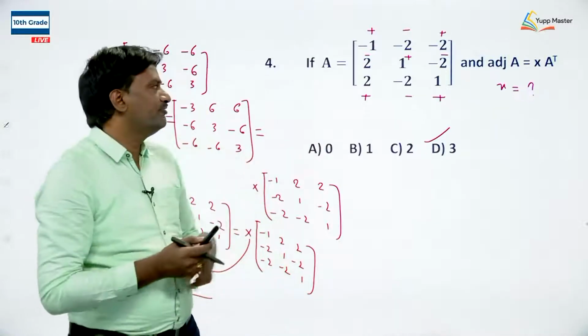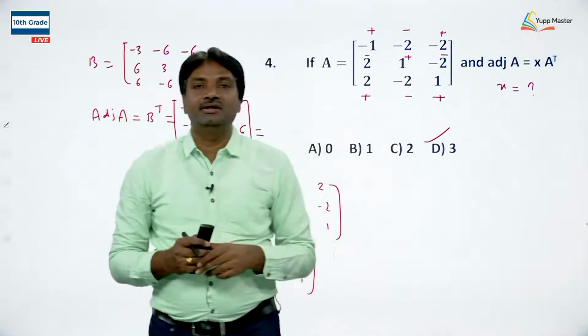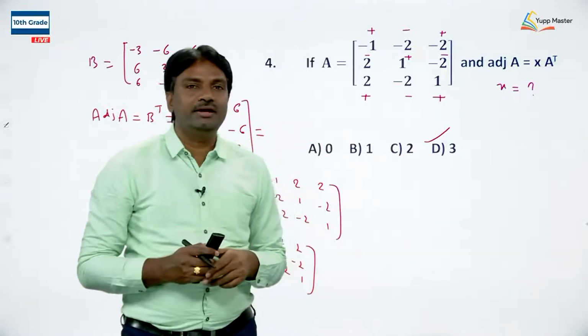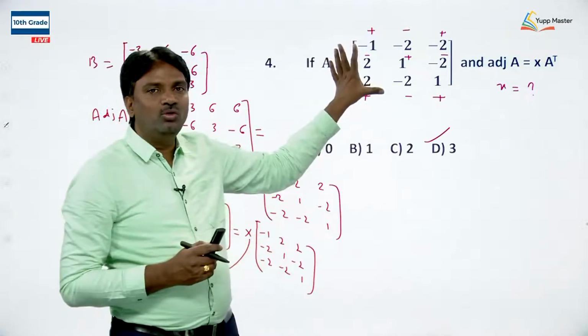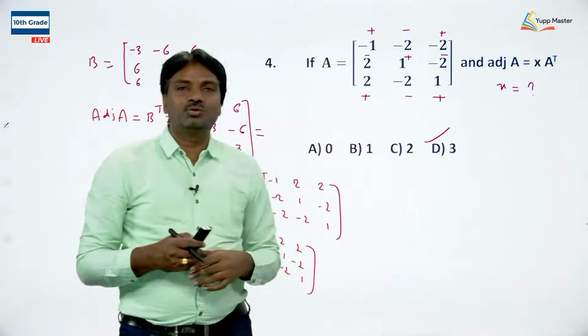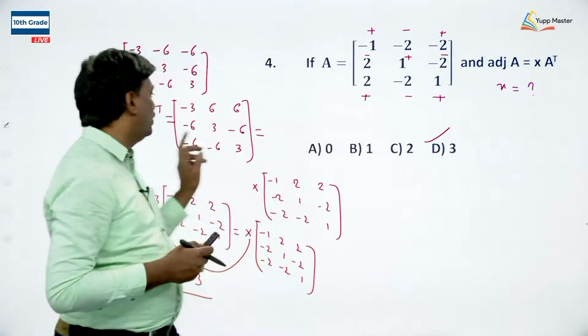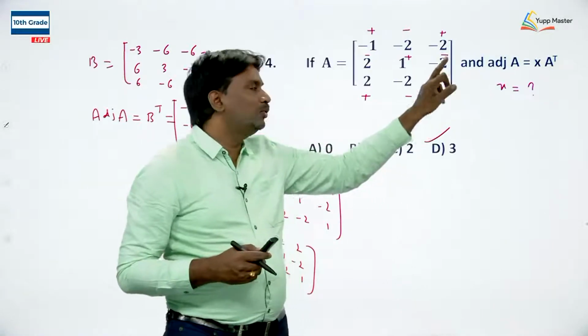So, with respect to the given problem, we have the matrix A and we have the condition adjoint A equal to x into A transpose, find the value of x. So, first find the cofactor matrix of A. If we suppose that is B, by interchanging the rows and columns of the matrix B, we got adjoint A. So equate adjoint A to x into A transpose.